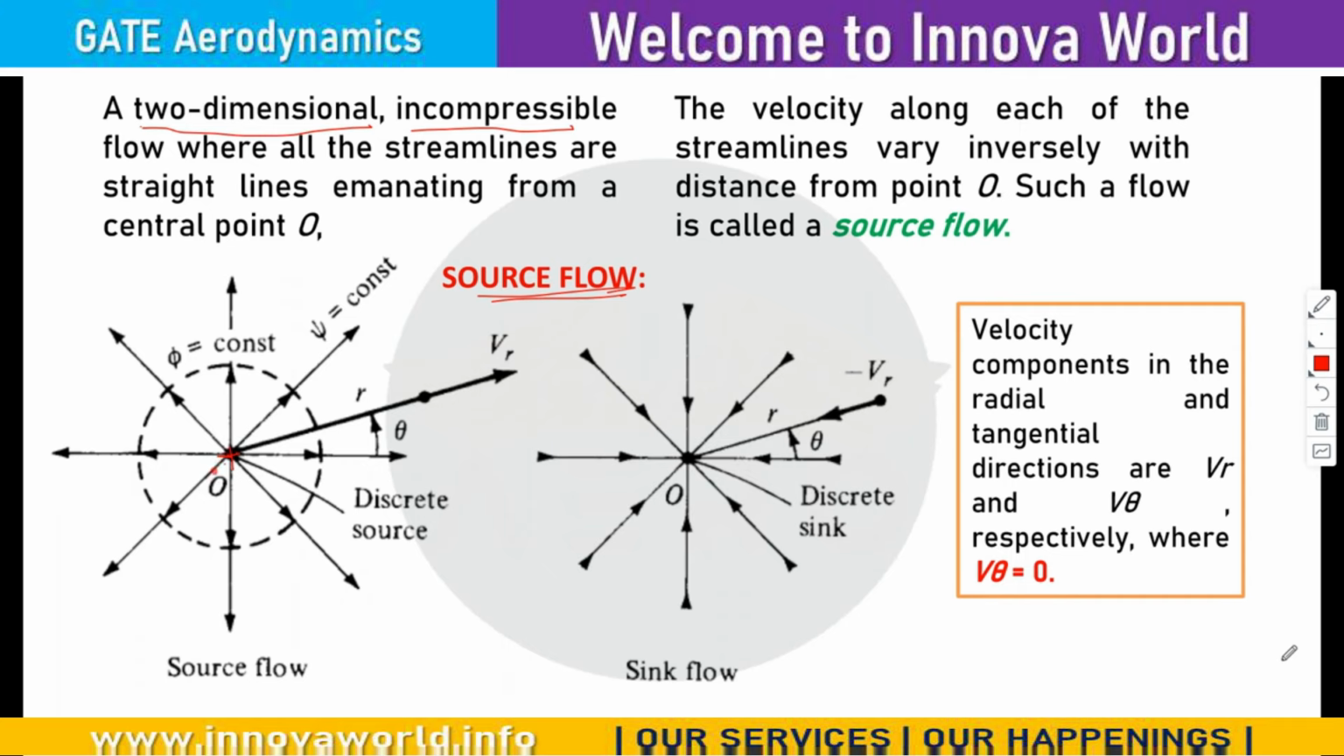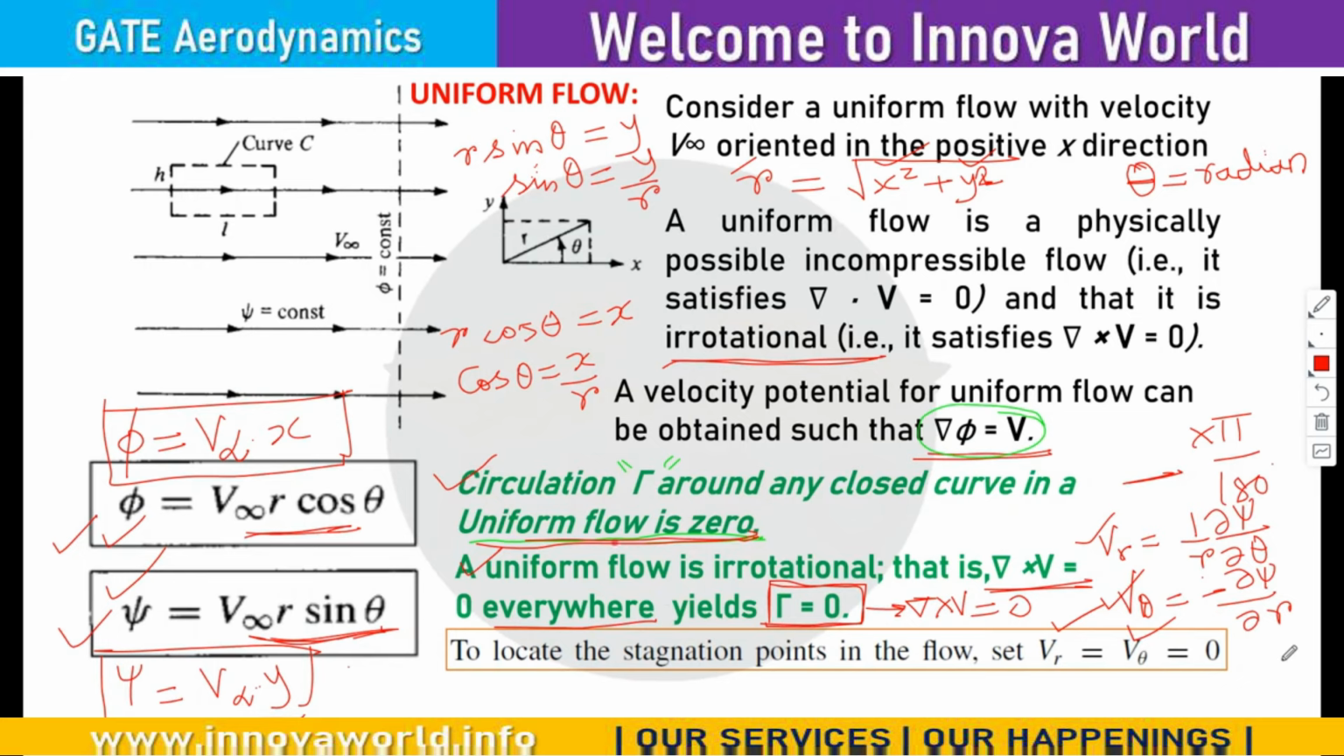One more important point: in uniform flow the velocity always remains constant, because all the fluid particles move with the same velocity. You can consider this an assumption: the free stream velocity remains constant.